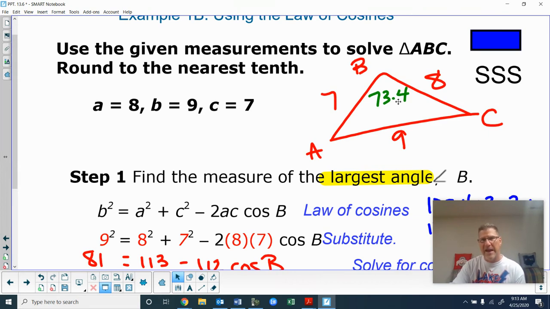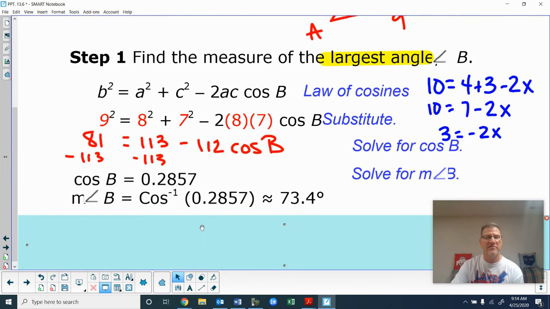Now I have to use the law of sines to find one of the remaining angles. Which one will I find? Well, I could find A. It's got an 8 opposite it, side A. Or will I find C, which has a length of 7 for side C? So which of the two is smaller? Again, side C is shorter, so that means angle C is smaller. So I'm going to use the law of sines to find the measure of angle C. That's on the next slide.